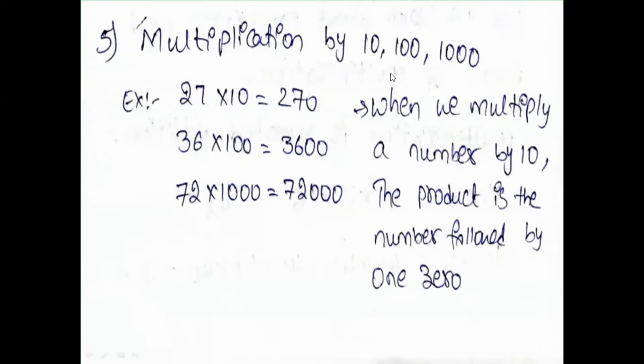Next one. Multiplication by 10, 100, 1000. How can we multiply? When we multiply a number by 10, the product is the number followed by 1 zero. For example, 27 into 10, write the number followed by 1 zero. Next example, 36 into 100. Write 36 followed by 2 zeros. Next example, 72 into 1000. Write 72 followed by 3 zeros.